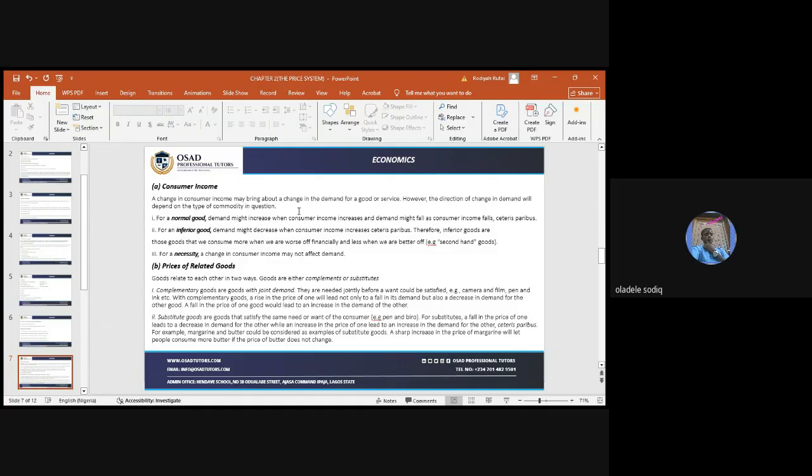So that is that. Then for inferior goods, demand might decrease when consumer income increases, ceteris paribus. Therefore, inferior goods are goods that we consume more when we are worse off financially and less when we are better off. What I just explained now: when someone did not have too much money, the person can drink garri in the morning, yes or no?